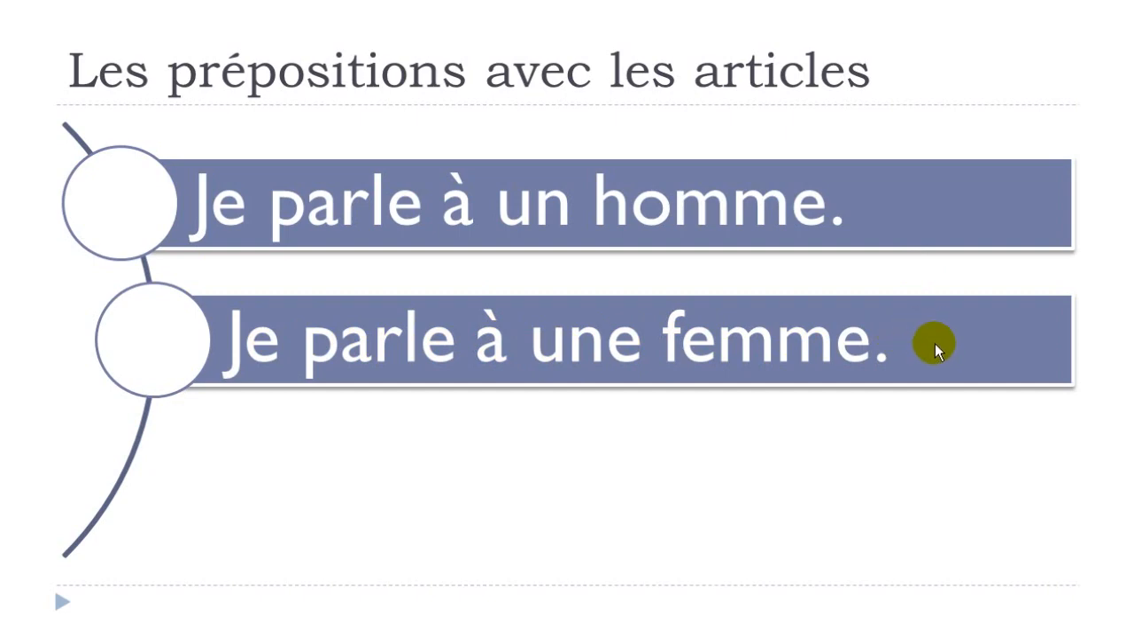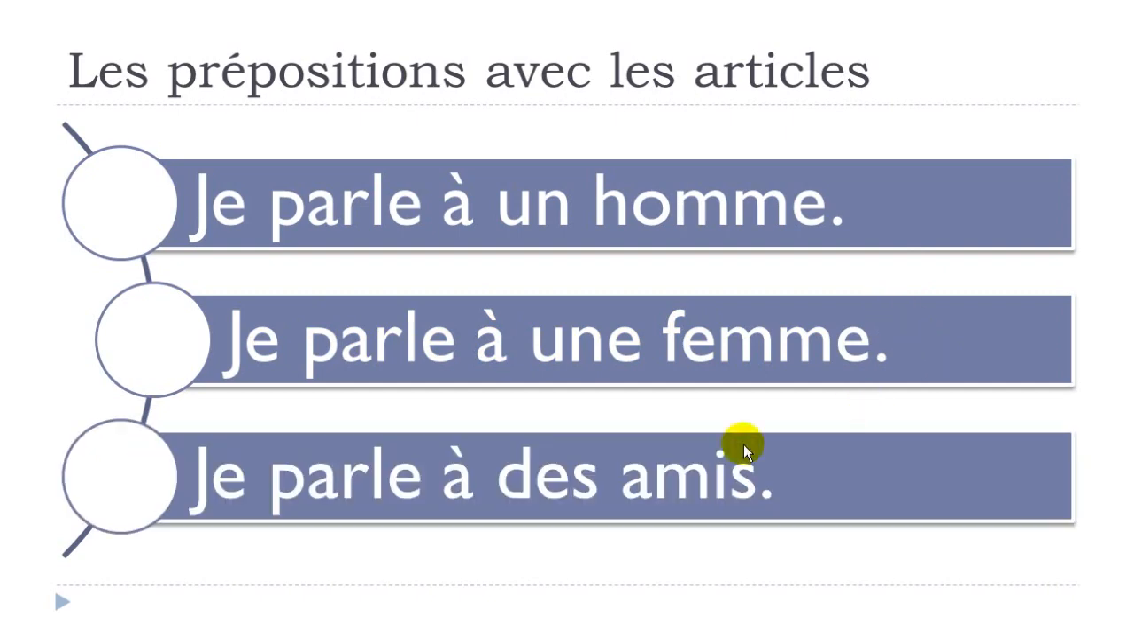Je parle à une femme. Same thing here. Nothing happens. So it's actually quite easy. And then have a look here. Je parle à des amis. Same thing here. You've got your preposition, and then you've got the article: un, masculin, une, des.